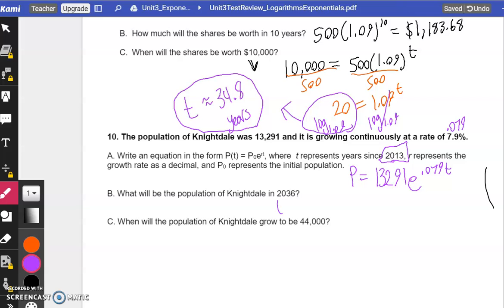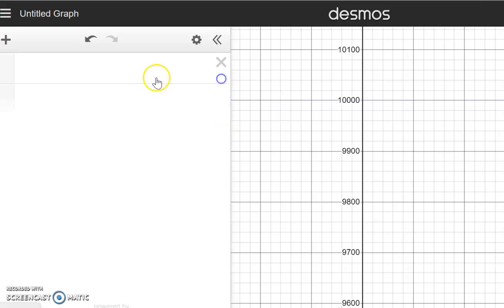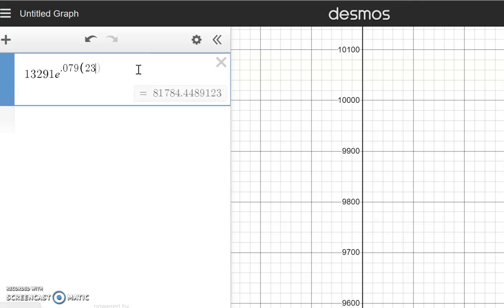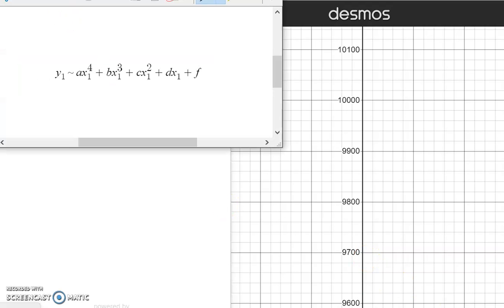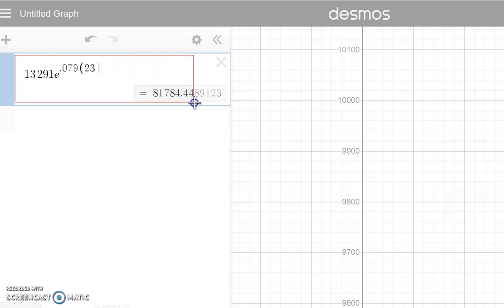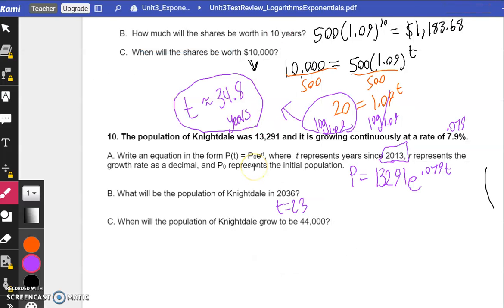So 2036 is t equals 23. So we can just type that into Desmos. 13,291 e to the 0.079 times 23. And so that's 81,784.45. And just paste that in.